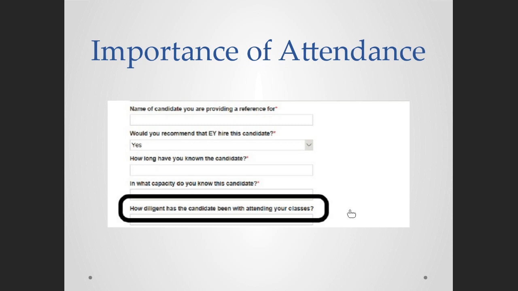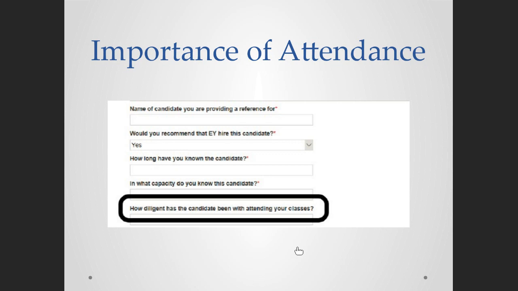Now, the next thing that I would like to discuss is the importance of attendance. You're here, I know, but you may pass this on to your other friends who are missing classes and so forth. This is a form that we regularly fill out from potential employers. When you apply for a job in one of the accounting firms or employers in town, they send us some forms to fill out to learn more about you.